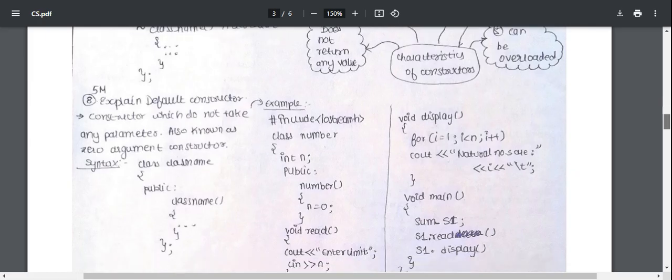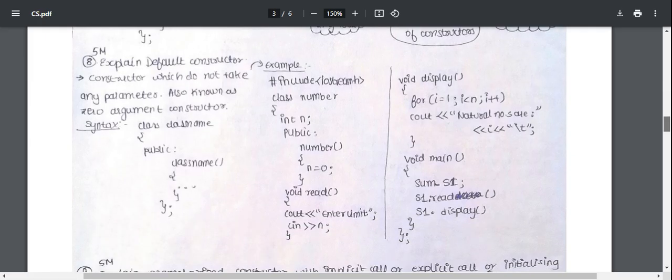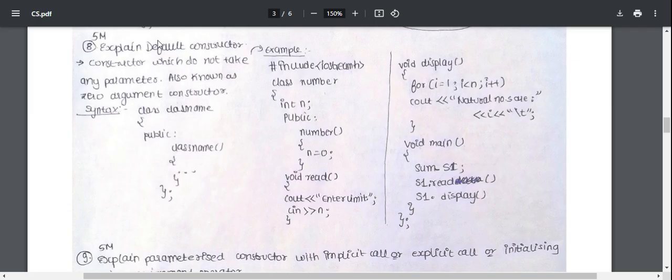Now coming to the next question, that is explain default constructor. Now a constructor which does not take any parameter is known as a default constructor, as we saw above, right? And they are also known as zero argument constructors, right? Because they do not take any parameter. Now we have to write the syntax also. When it is of 5 marks, 1 mark is for the definition, and 1 mark is for syntax, and the rest of the 3 marks is for the example. Or they may divide it as 2 marks for the syntax and 2 marks for the example as well.